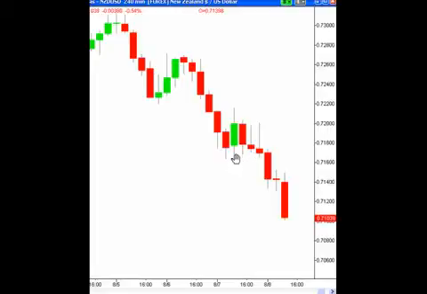I really love to take the pin bar setups, the bearish reversals or bullish reversals, as long as there's a really good trend in place. And you can see, I've ended up in a nice little profit here.